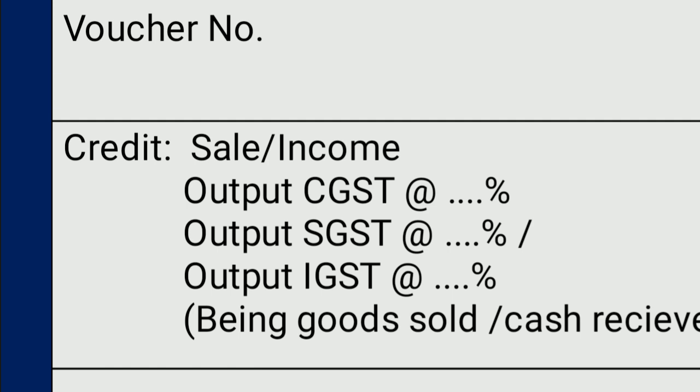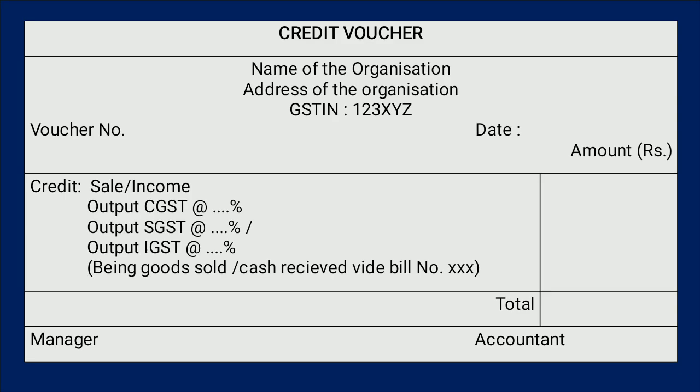Okay, we have a specific lecture on GST. So like this we have to prepare our credit voucher. Along with that we have to mention the amount, and finally the narration, such as goods sold or cash received or not. And here we have to clearly mention the bill number. We are preparing this credit voucher according to which bill number, that we have to write. And then after that the manager's signature and the accountant's signature. This is just the format.